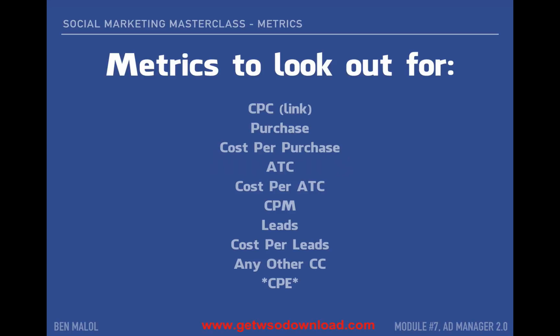Then you have the purchase, which is of course how many purchases you got from that ad. The cost per purchase, how much you're paying for that purchase. An add to cart, a cost per add to cart, a CPM. Now the CPM is how much you're paying per 1,000 impressions. This is a very underrated metric and we'll go over that as well in a second. We got the leads, of course, and the cost per lead, if you're doing lead generation or you're not selling anything and you just want to gather emails. And we got any other custom conversions.